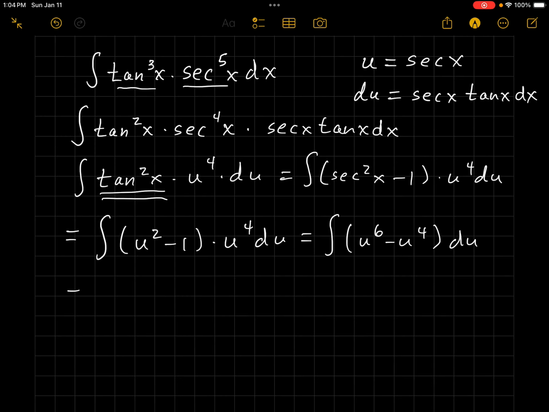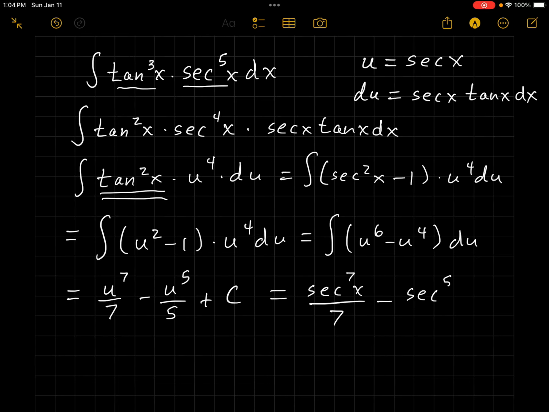Now we have some power rules to do. We get u to the seventh over 7 minus u to the fifth over 5, plus c. And then we can back substitute u equals secant x, giving us secant to the seventh of x over 7 minus secant to the fifth of x over 5 plus c. So if I have tangent to a power times secant to a power, where both powers are odd, I think let u equal secant x.